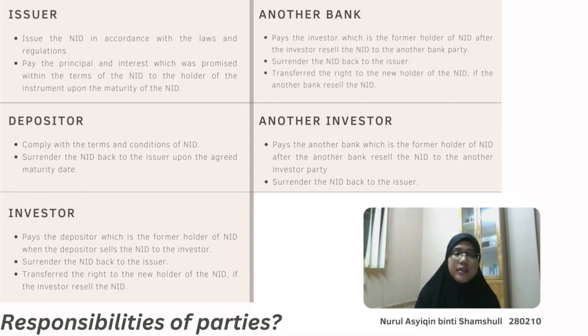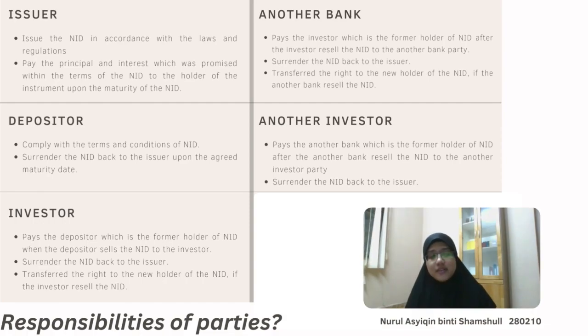Next, another bank. For another bank, they are responsible in paying the investor, which is the former holder of the NID, after the investor resells the NID to another bank party. Upon the selling of the NID, the holder right for the NID is transferred to another bank. Thus, upon the maturity of the NID, the another bank is obligated to surrender the NID back to the issuer. If the another bank were to resell the NID to another party, the another bank is responsible in transferring the right to the new holder of the NID.